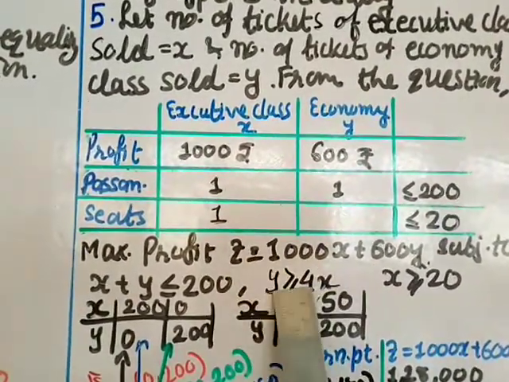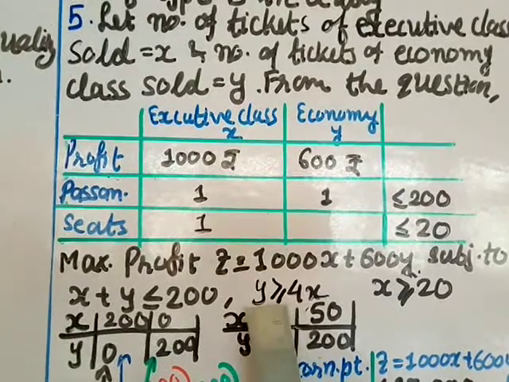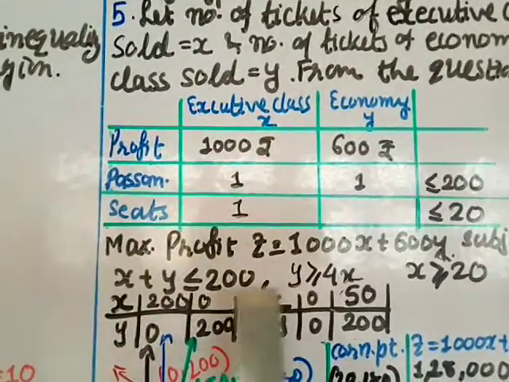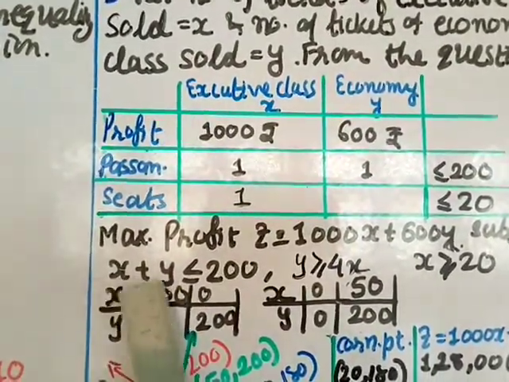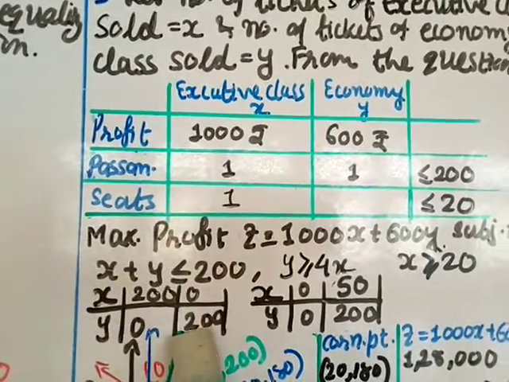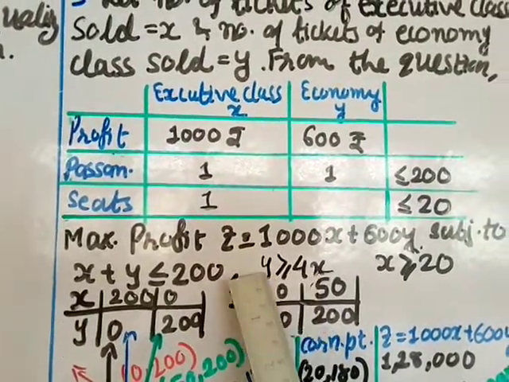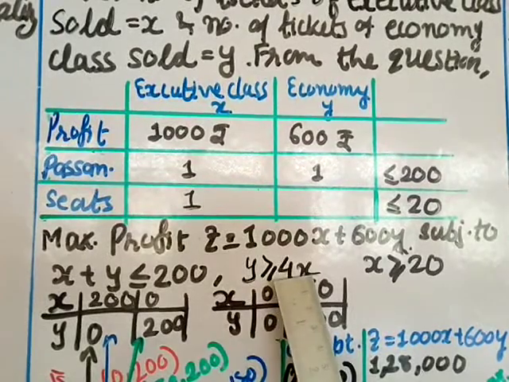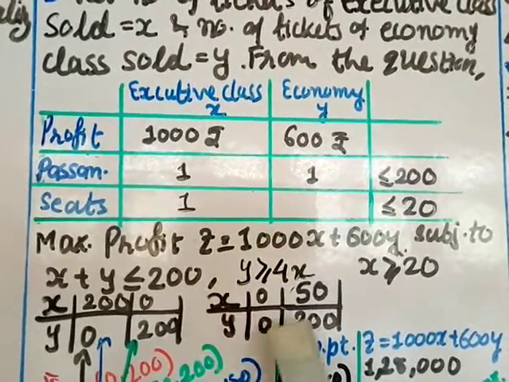Okay, they have given us this condition in the statement. I have just directly written this. Now from here, find the points. When you take y equal to 0, x is 200. When you take x equal to 0, y is 200. From here, when you take x equal to 0, y also will be 0, and when you take x equal to 50, 4 into 50 gives you 200, so the y value is 200.